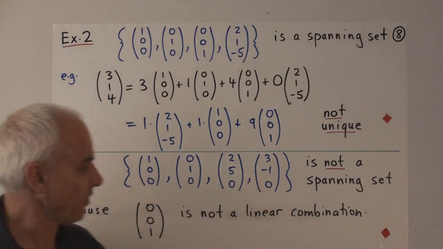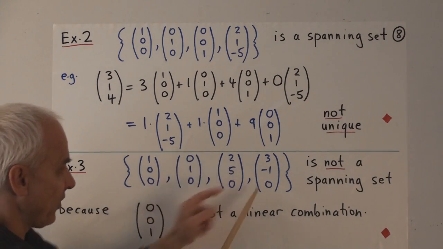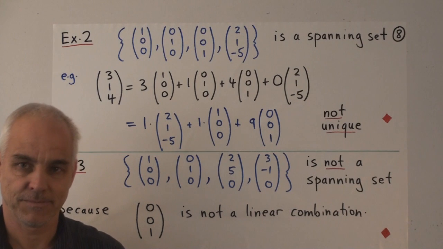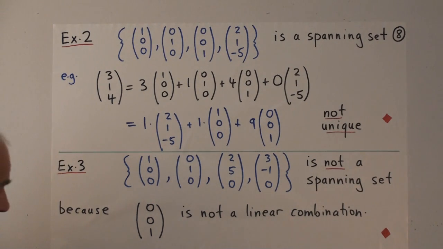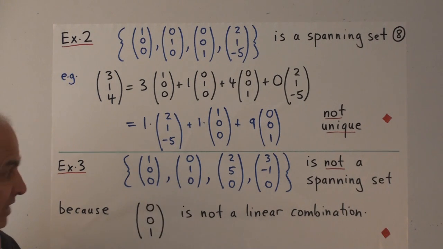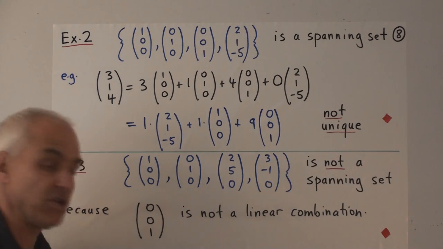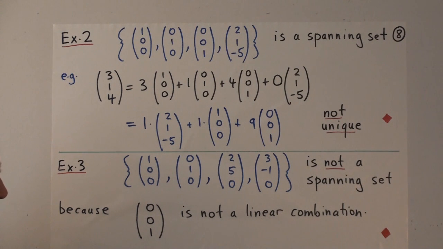How about these four vectors in three-dimensional space? 1, 0, 0; 0, 1, 0; 2, 5, 0; 3, minus 1, 0. Well, a little bit of thought shows that this is not going to be a spanning set. Even though there are four vectors, these four vectors do not span three-dimensional space because this particular vector is not a linear combination. And how can we see that?